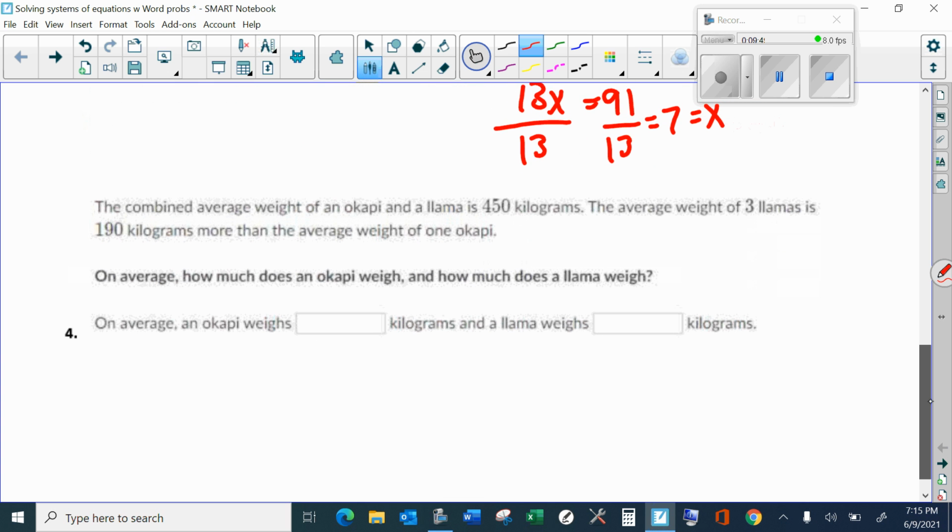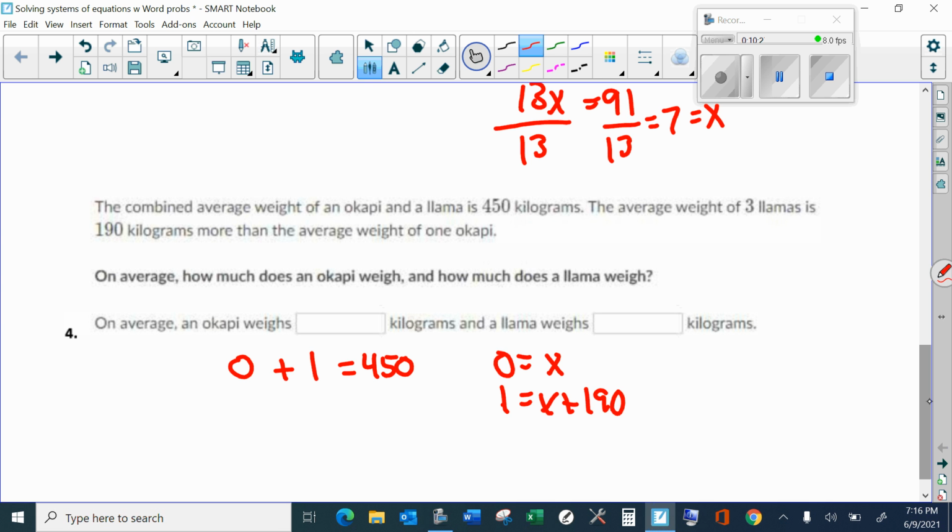All right, last one. The combined average weight of Okapi and Llama is 450. So O plus L equals 450. The average weight of a llama is 190 more than the average of Okapi. So if we say Okapi equals X, then the llama equals X plus 190.